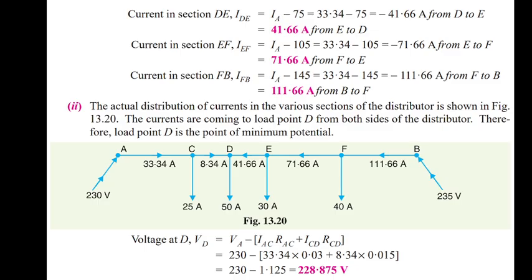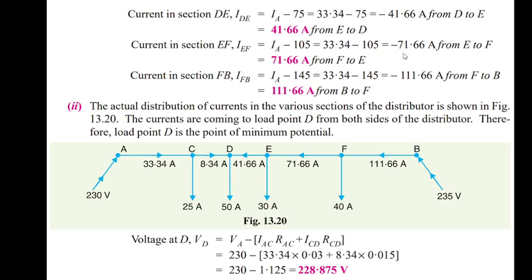This slide continues the analysis by determining the direction and magnitude of currents in the remaining sections of the distributor. After calculating the current at point A, the currents in sections DE, EF, and FB can be obtained by subtracting the cumulative loads, and the negative values indicate that the actual direction of current flow is opposite to the initial assumed direction.